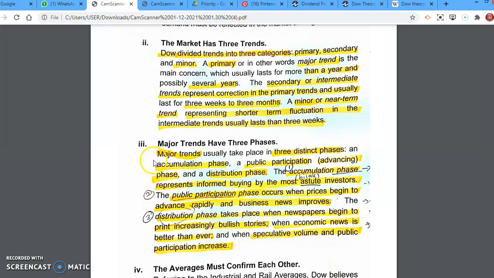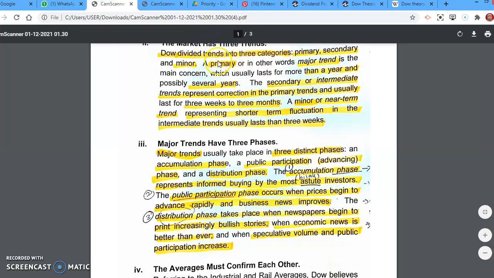Right? So, mengikut Dow Theory ada 3 jenis fasa keadaan pasaran. Okay? Keadaan pasaran ada 3 fasa. Accumulation, public participation dan juga distribution. Okay, yang market trend tadi adalah trend pergerakan harga. Ya? Mengikut saya ulas balik. Market trend tadi adalah trend pergerakan harga.